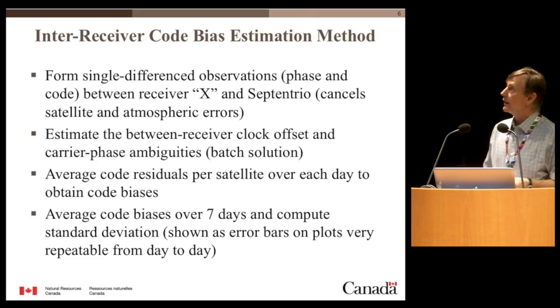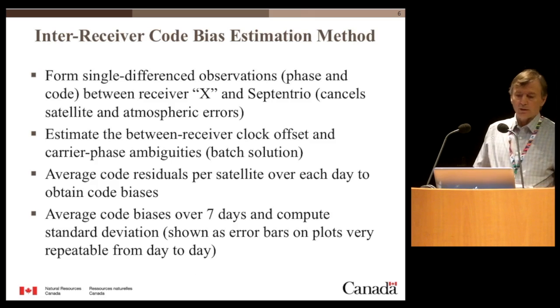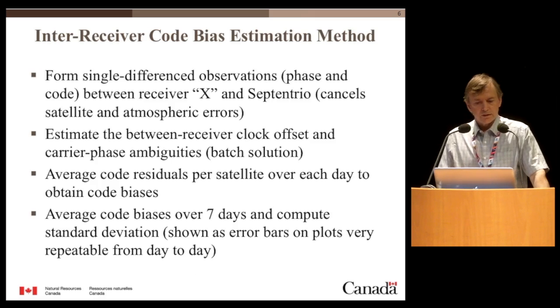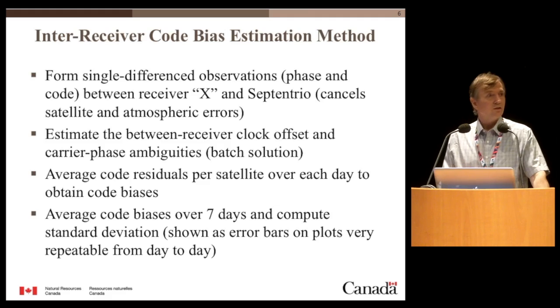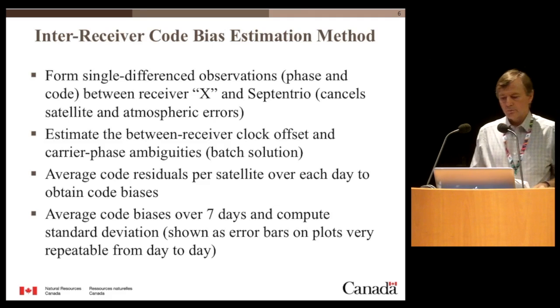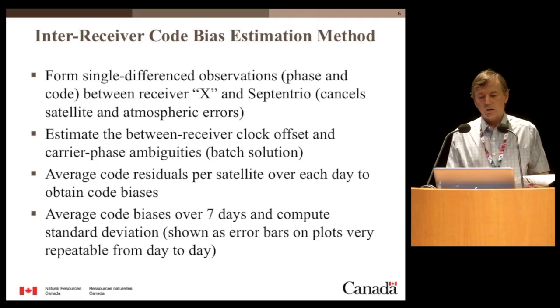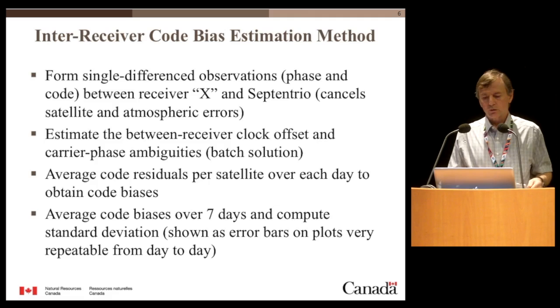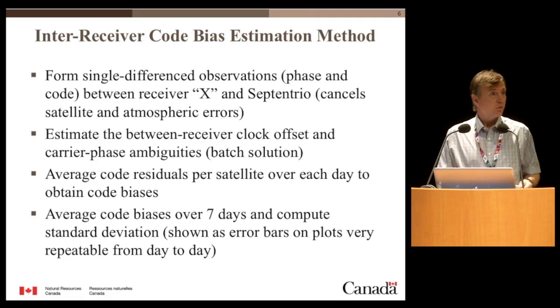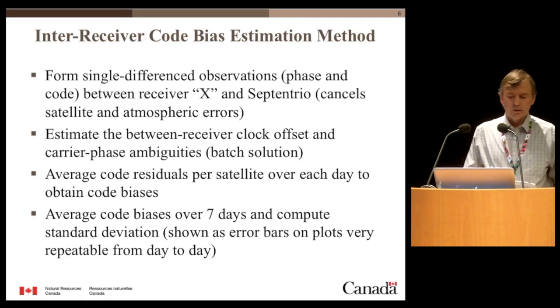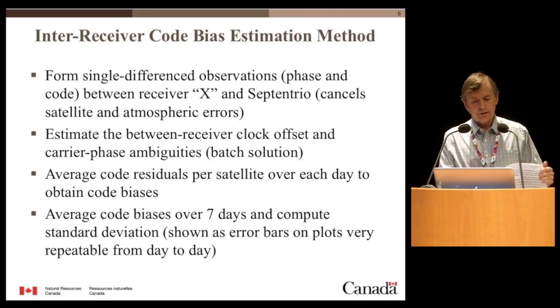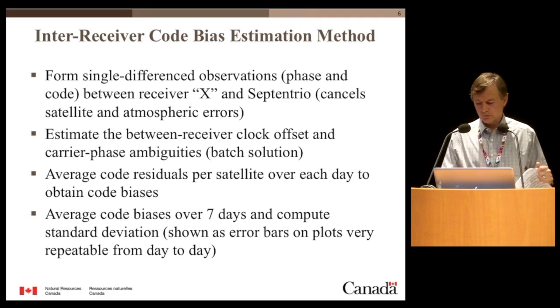Okay, so how did we come up with these code biases? What we did is we formed single difference observations, phase and code, between receiver X and the Septentrio. And that cancels the satellite and atmospheric errors. We estimated between receiver clock offsets and carrier phase ambiguities, and then we averaged the code residuals per satellite over each day to obtain code biases. Then we averaged code biases over 7 days and computed standard deviation.